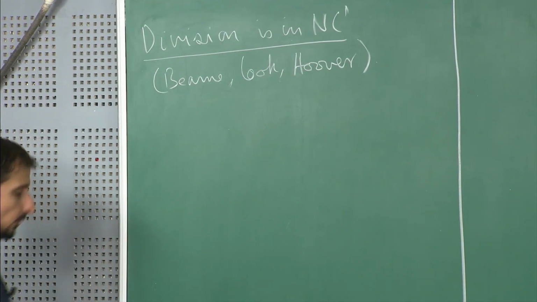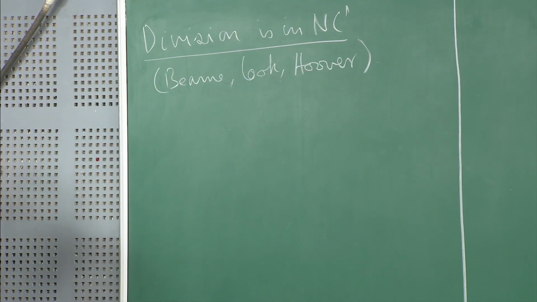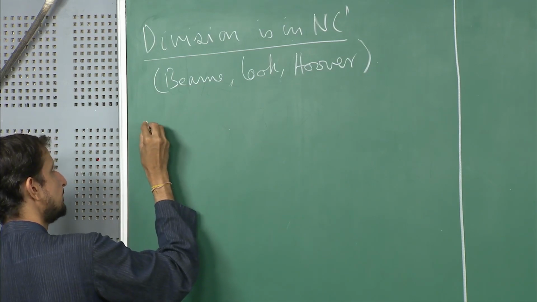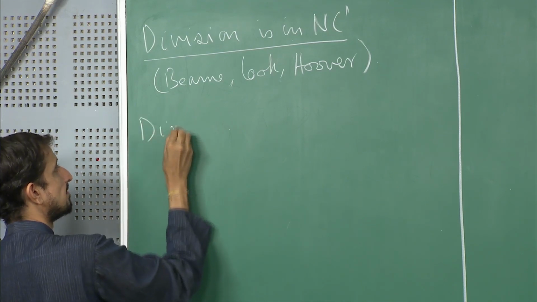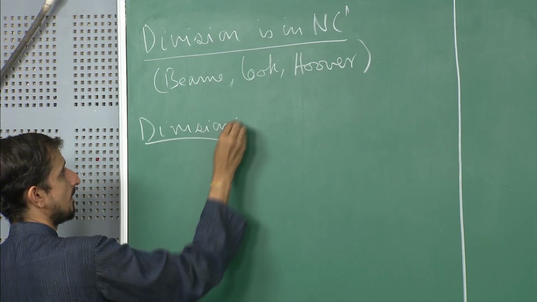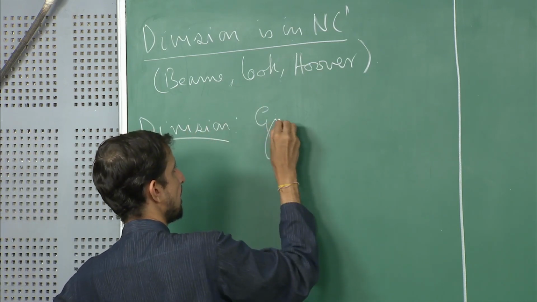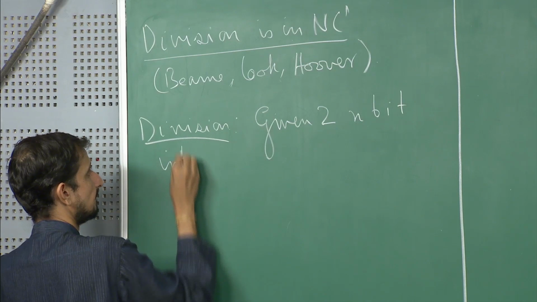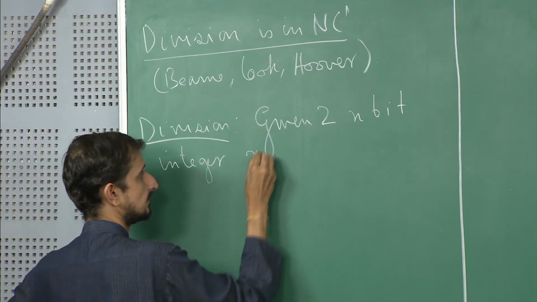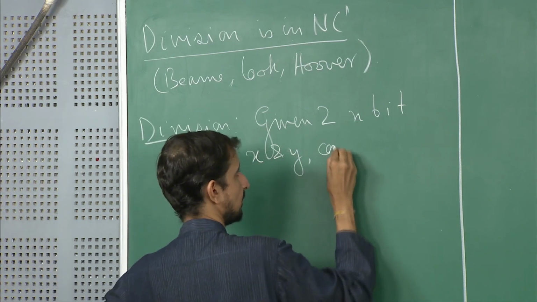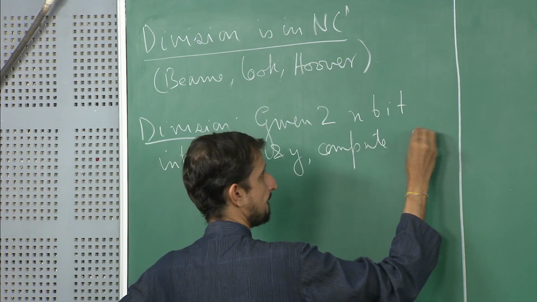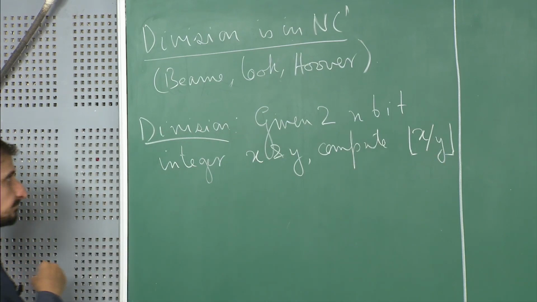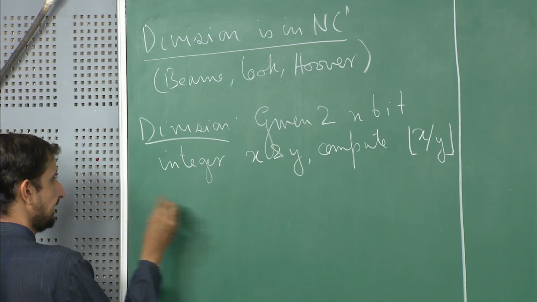So now let's try to define a few things. First of all, just to recall, the division problem, to formally define it: given two n bit integers x and y, let us say we want to compute the quotient. We will also look at a few other problems.